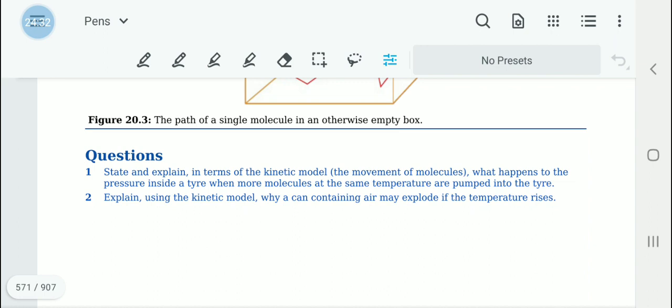I hope you understood. Please do question number 1 and 2. If you have any doubts, please ask me.